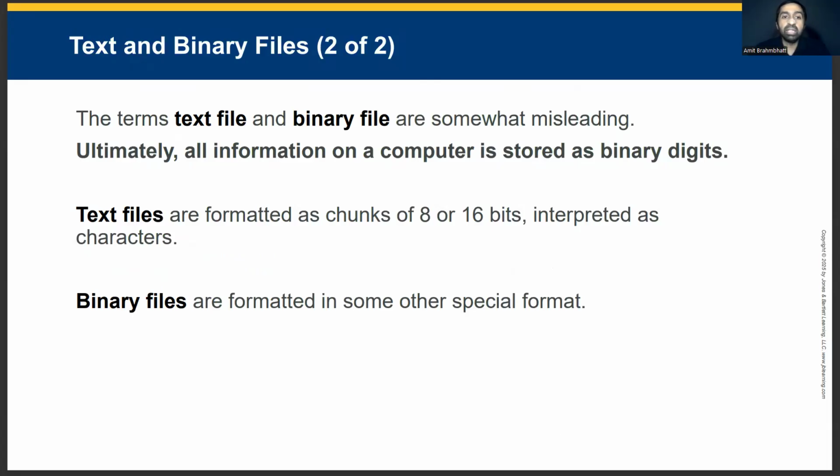Here we get a clarification: the distinction between text and binary files is somewhat misleading because all information is ultimately stored as binary digits. The difference lies in formatting. Text files use binary values interpreted as characters, while binary files use data arranged in specialized structures meaningful to specific applications.